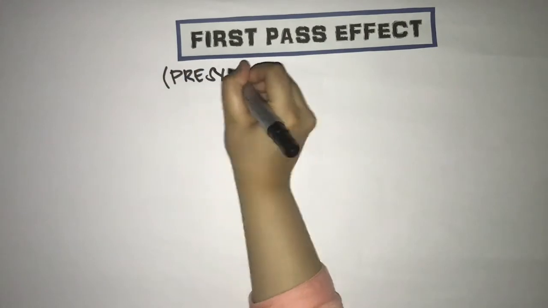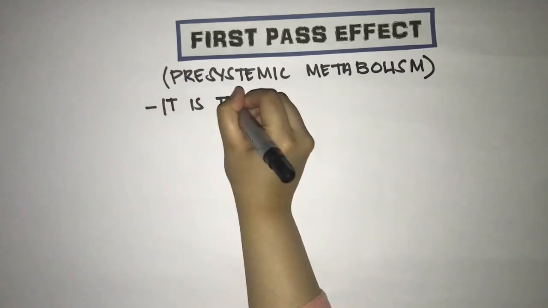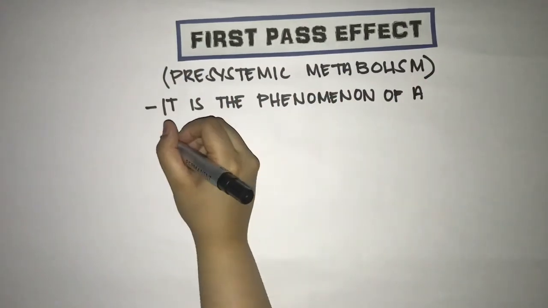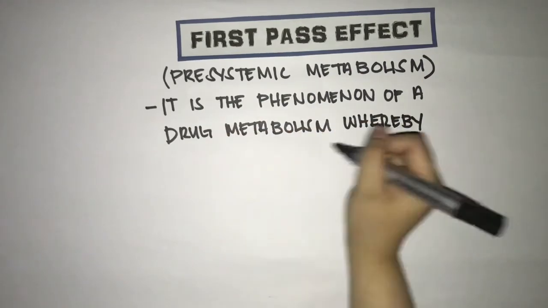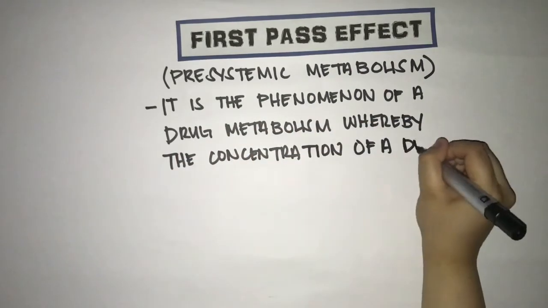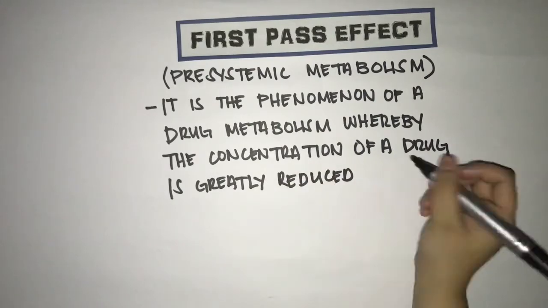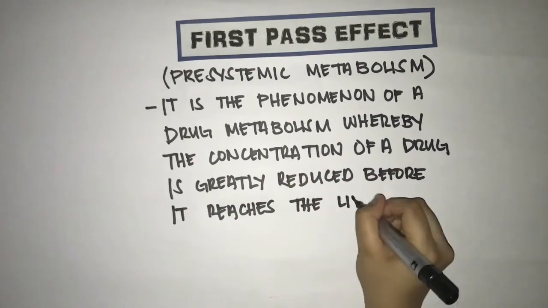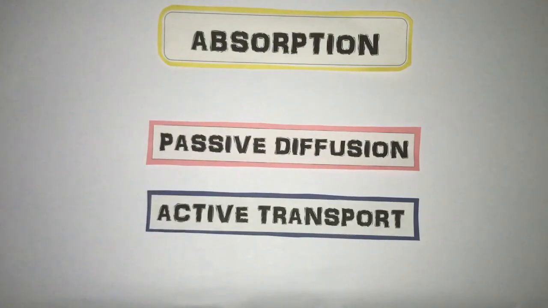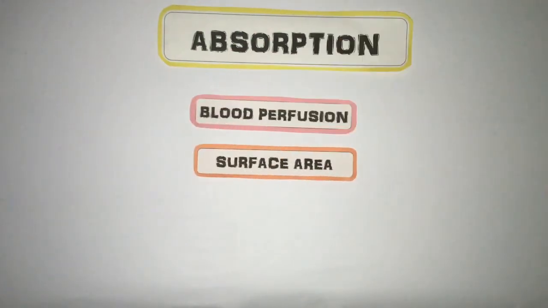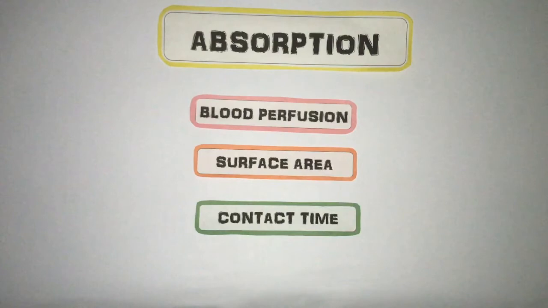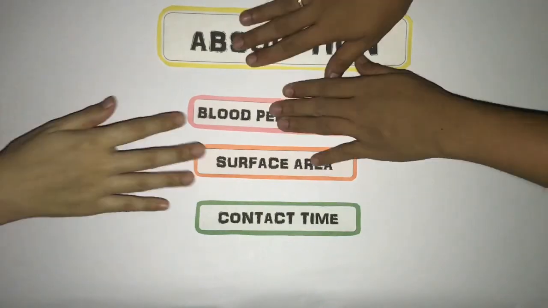First pass effect, also known as pre-systemic metabolism. It is the phenomenon of drug metabolism whereby the concentration of a drug is greatly reduced before it reaches the liver. Drugs may be transported via passive diffusion and active transport. In addition, blood perfusion, surface area, contact time at the absorption surface, and other factors greatly influence absorption.